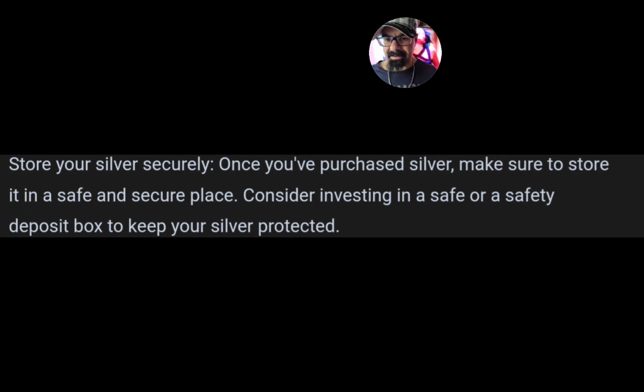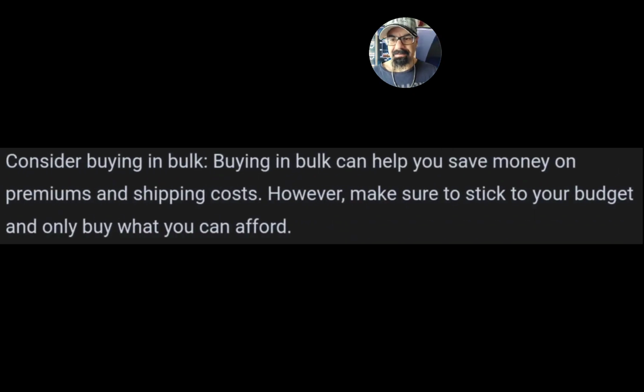Store your silver securely. Once you purchase silver, make sure to store it in a safe and secure place. Consider investing in a safe, to keep your silver protected. No, not a safety deposit box. You're not putting it in a bank in a safety deposit box. That's no safer than having it in the government's hands. I'm sorry, no. Don't do that.